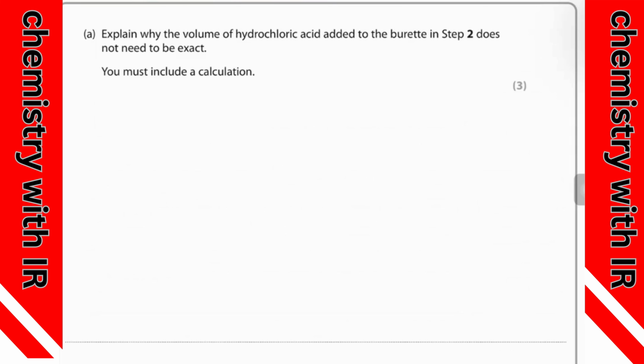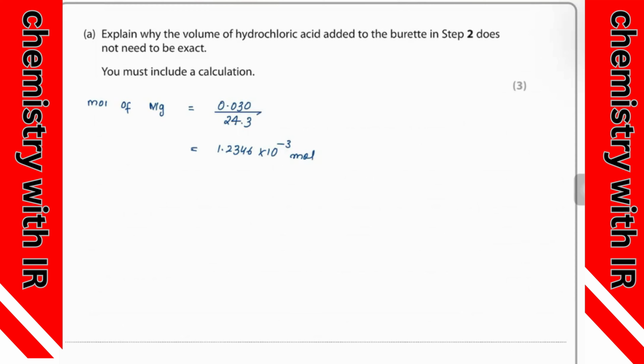So they are saying you must include a calculation. First of all, you have to find out the moles of magnesium. Mole of magnesium is equal to the mass, that is 0.030, divided by the atomic mass of magnesium, that is 24.3. So I would be getting the moles: 1.2346 multiplied by 10 raised to the power minus 3 mole. This is the mole of magnesium.